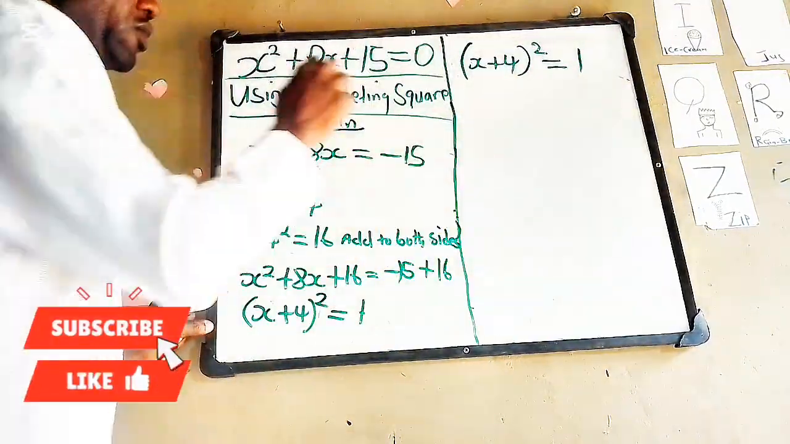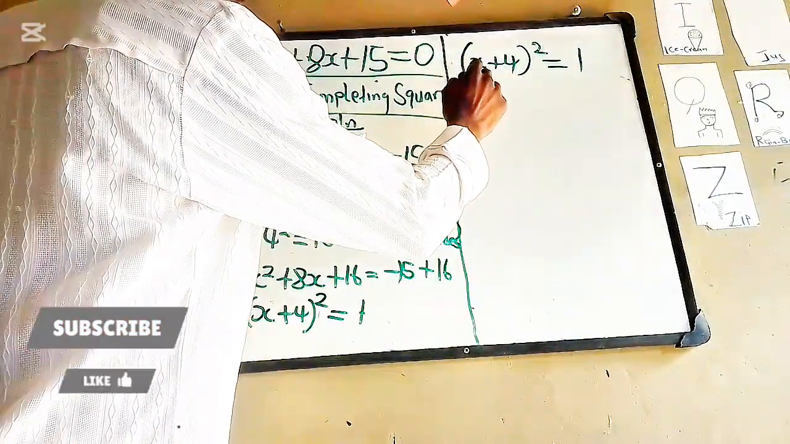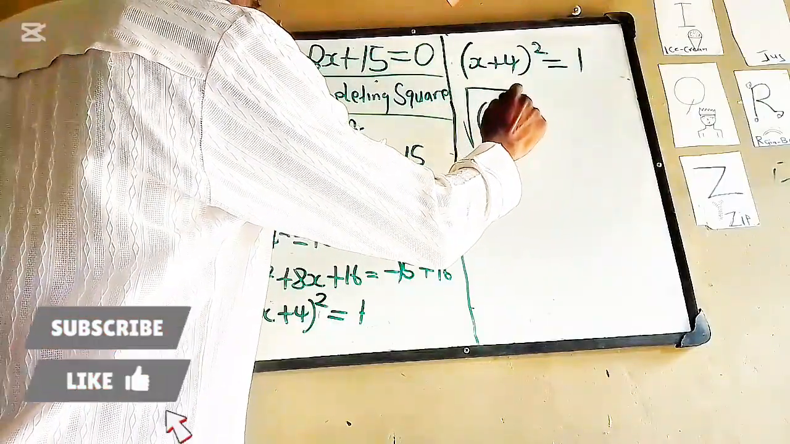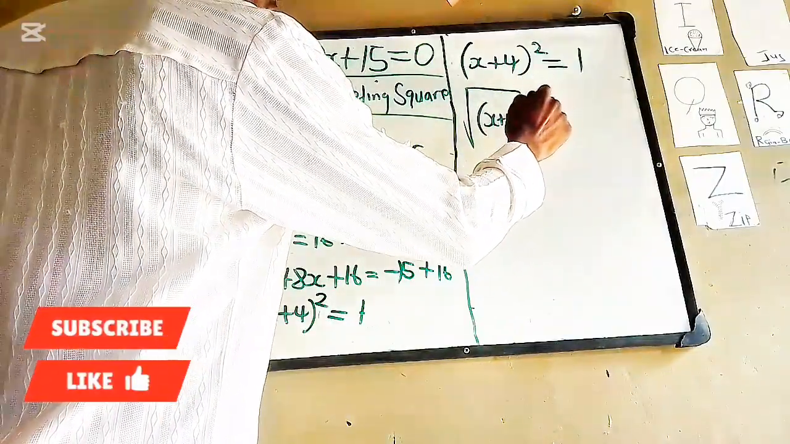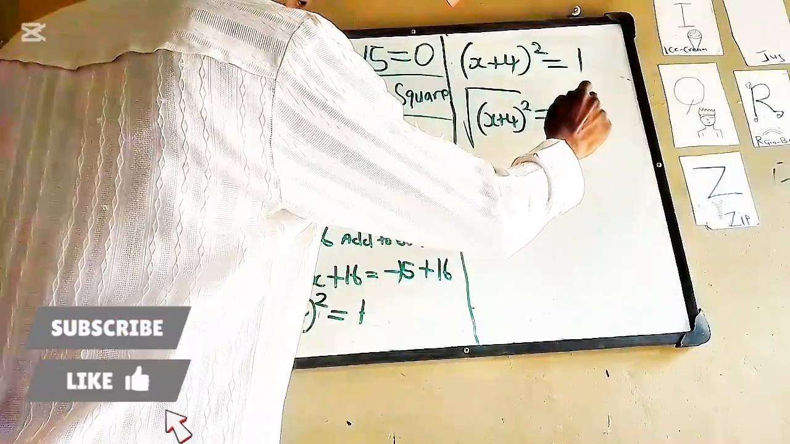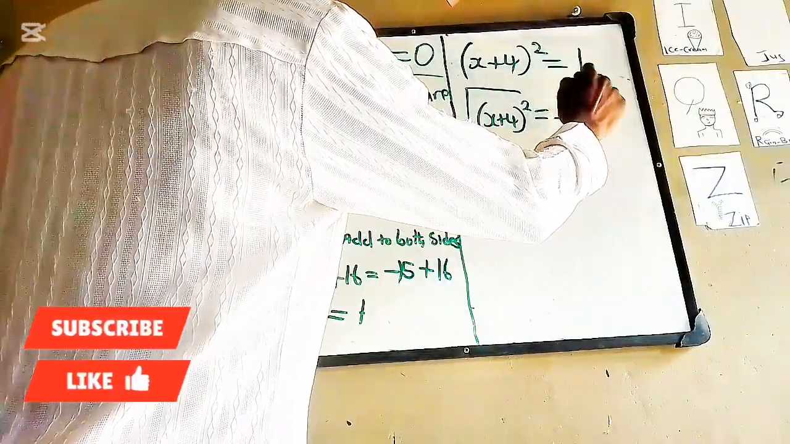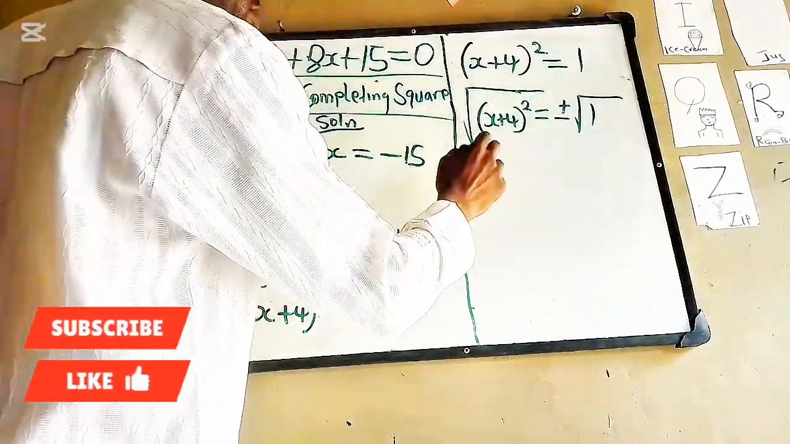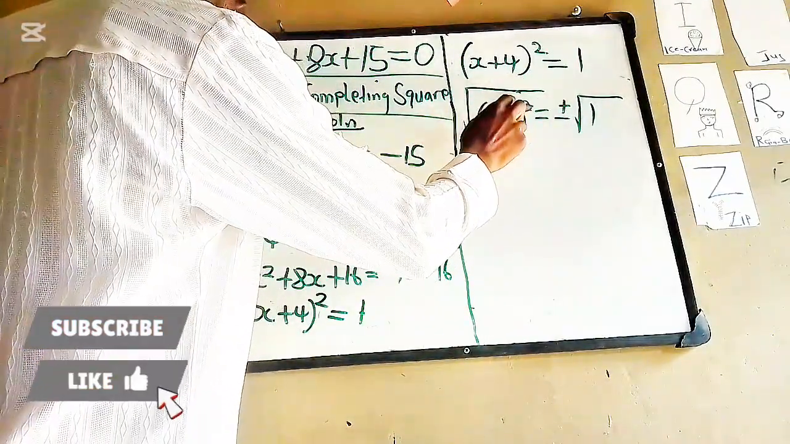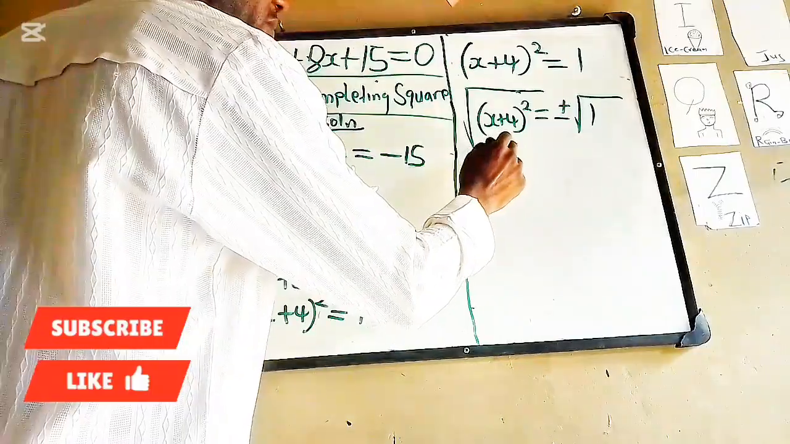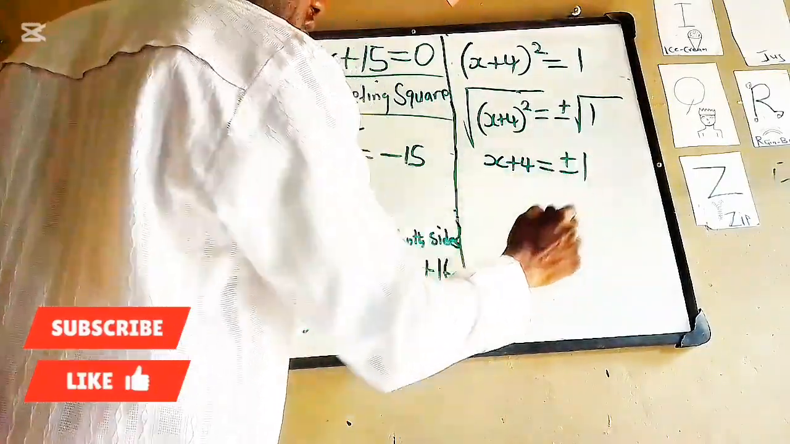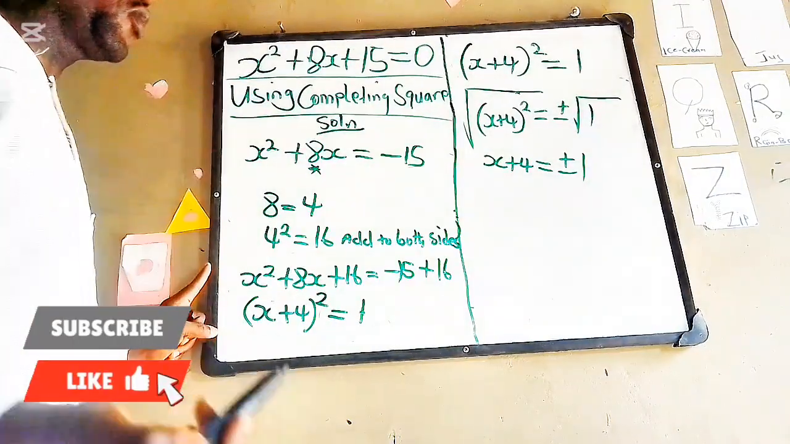We're going to take the square root of both sides. Now you have x plus 4 is equal to, remember, plus or minus square root of 1. Right? So this square root will cancel the square. So what is left is x plus 4 equals plus or minus 1. The square root of 1 is 1.